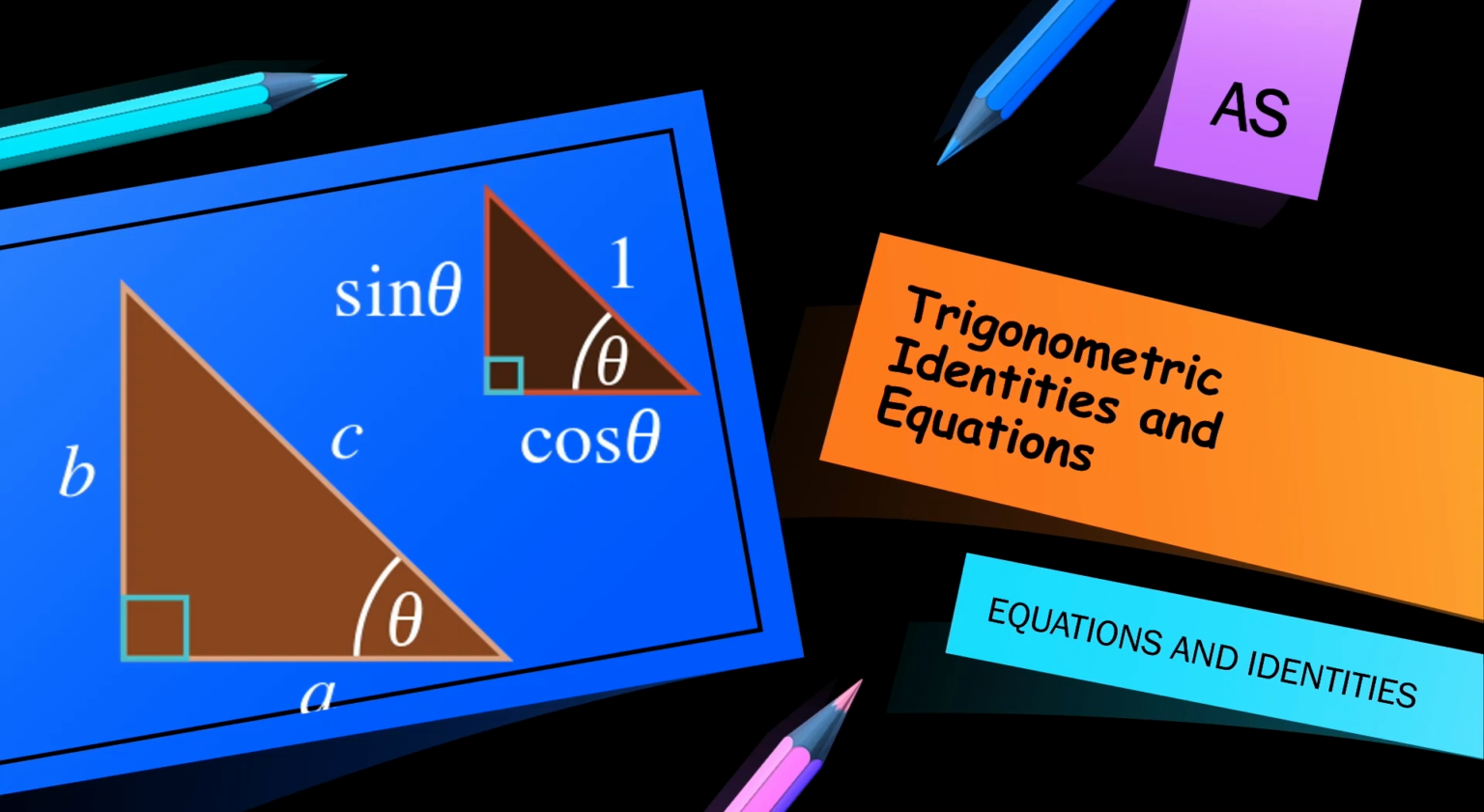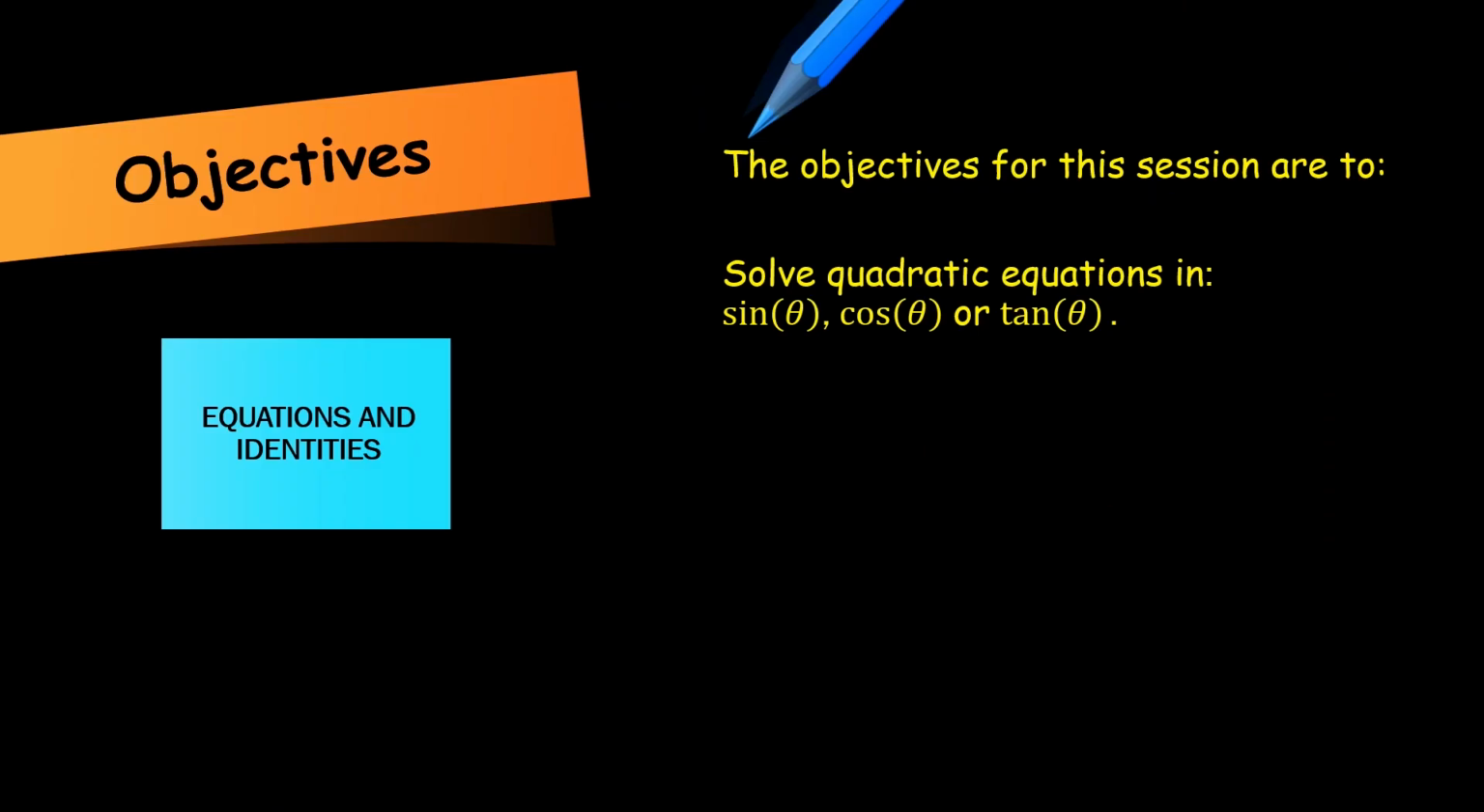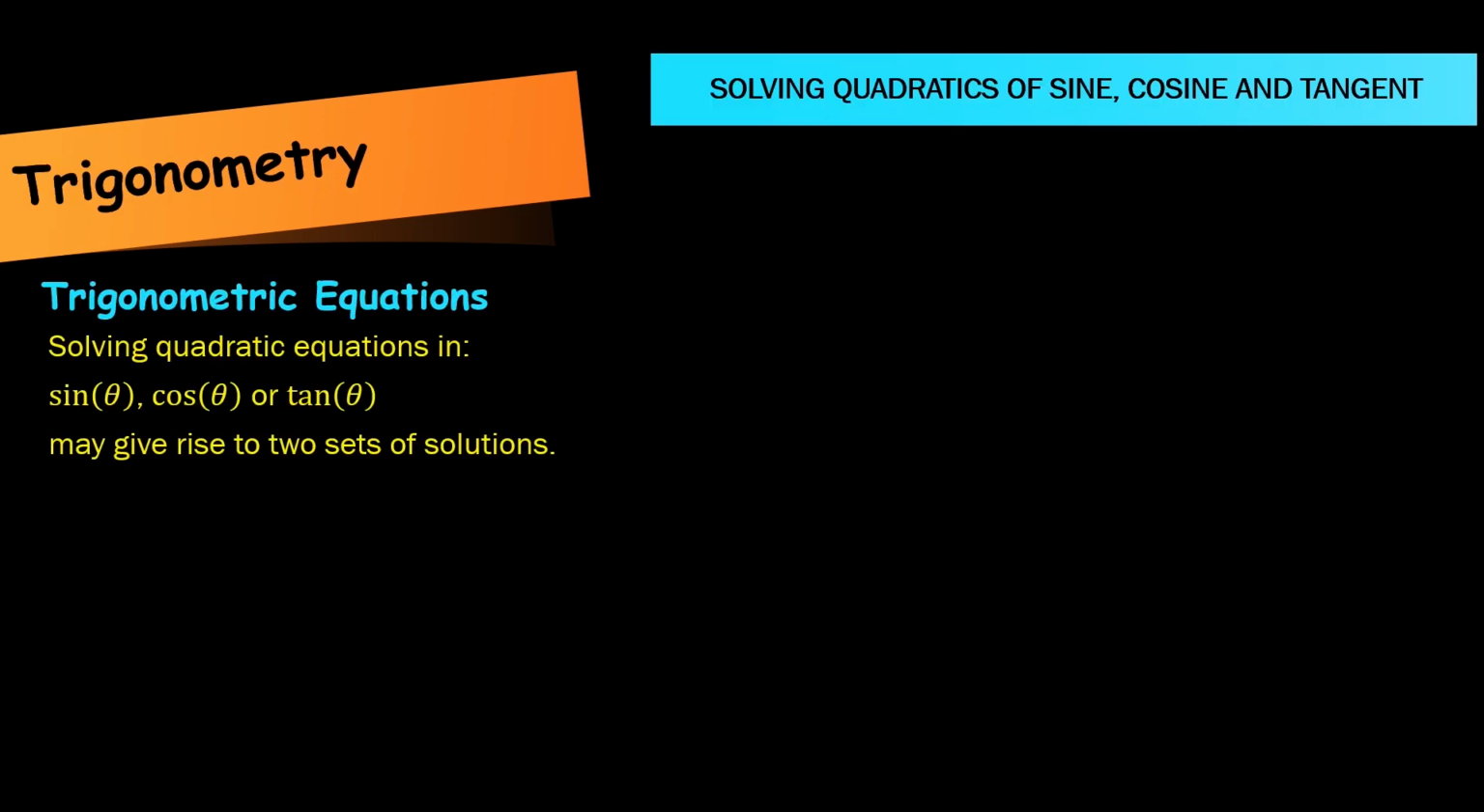Welcome to the session on trigonometric identities and equations. The objectives for this session are to solve quadratic equations in sine theta, cos theta, or tan theta. Solving quadratic equations in sine theta, cos theta, or tan theta may give rise to two sets of solutions.